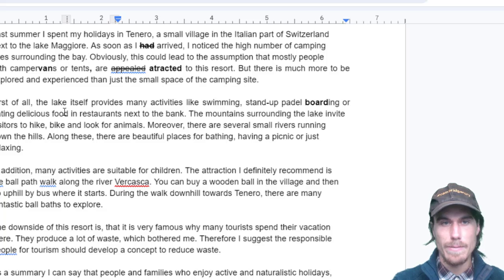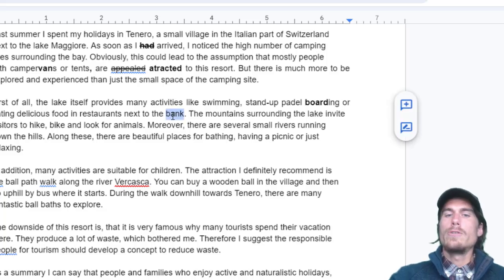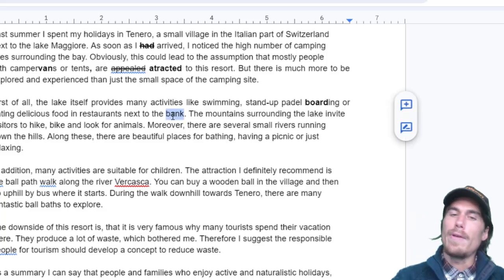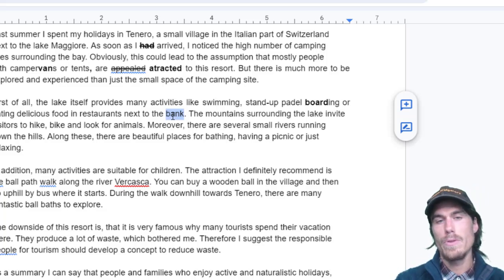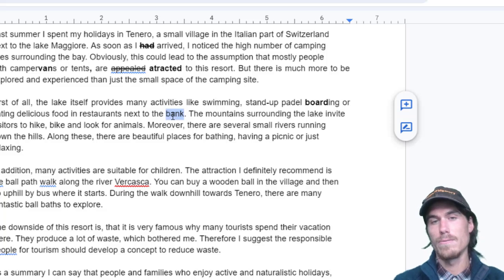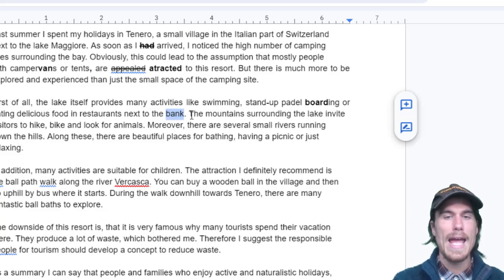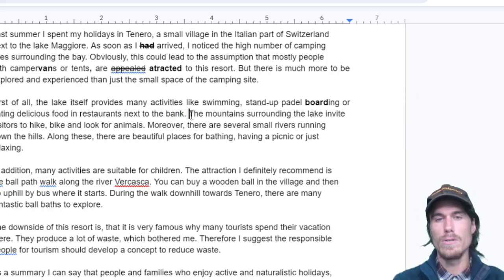So back to this. Stand-up paddleboarding or eating delicious food in restaurants next to the bank. Interestingly, bank we usually use for river bank, and with a lake we usually use the word side. I'd maybe say next to the side of the lake rather than the bank of the lake, but I think it's okay to use bank for lake also. So I'm going to leave it, but just for a sort of FYI note, we usually say riverbank and lakeside.